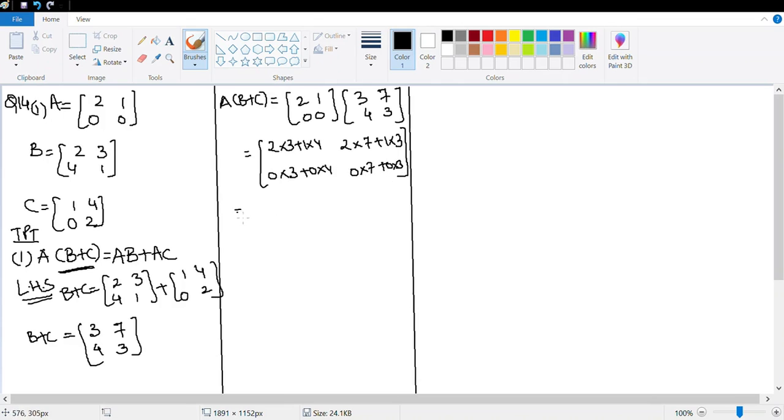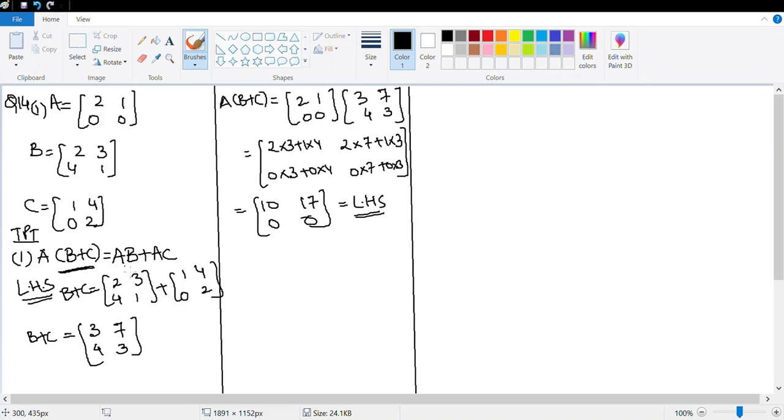So this is 6 plus 4 gives me 10. 14 plus 3 gives me 17. This is 0 and this is also 0. 0 into 3 is 0, and so this is my left hand side. Now let's look at right hand side.